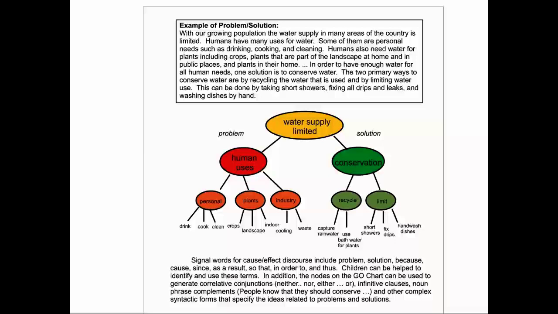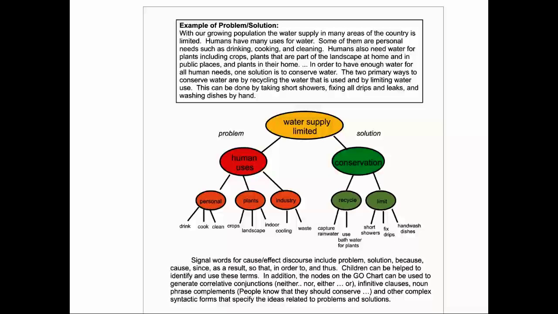some trigger words, or words that tell you that there are different levels of subtopic. So it says some of them are personal. So some refers back to uses of water. So that's going to be one thing. Humans also need water for plants. And so also is a trigger word that tells you it's going to be another one of these main ideas. And in order to have enough water for all human needs, one solution is to conserve water. So our problem was we need water because of our uses, and the other solution might be conservation.